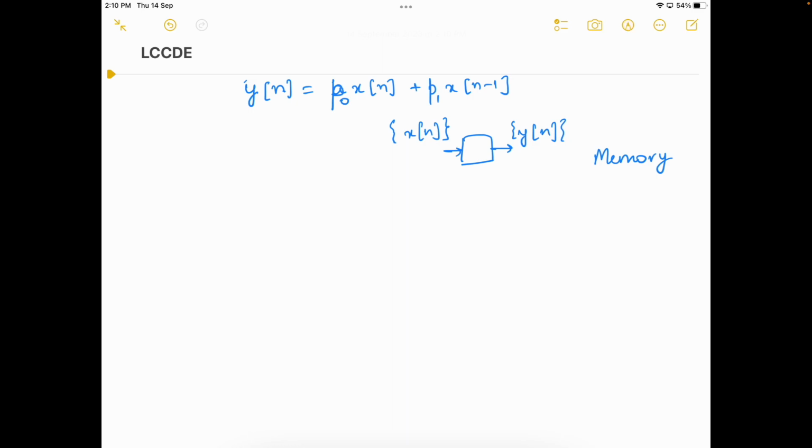Is it a causal system? What is the meaning of causal system? You don't need the future values of x. Yes, causal system means I can give you the output by seeing only the current and the past inputs. I don't need to see future inputs, right? Can you give an example of a real world causal system?